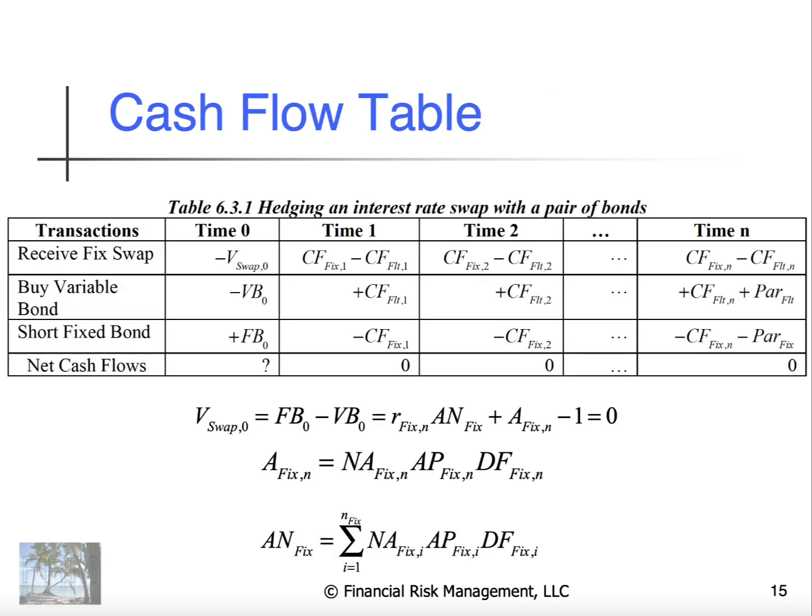By way of a cash flow table, this gets a little bit technical, but if I enter into a receive fixed swap and then buy a variable rate bond and short a fixed rate bond in the right amounts, I end up with zero cash flow for sure. So the net cash flow, that question mark, ought to be 0.